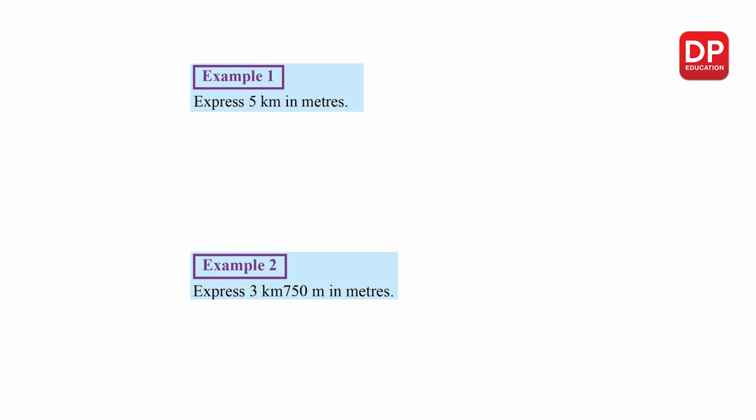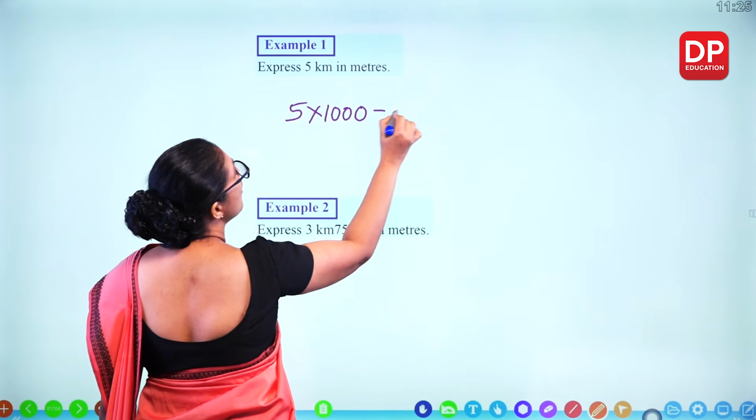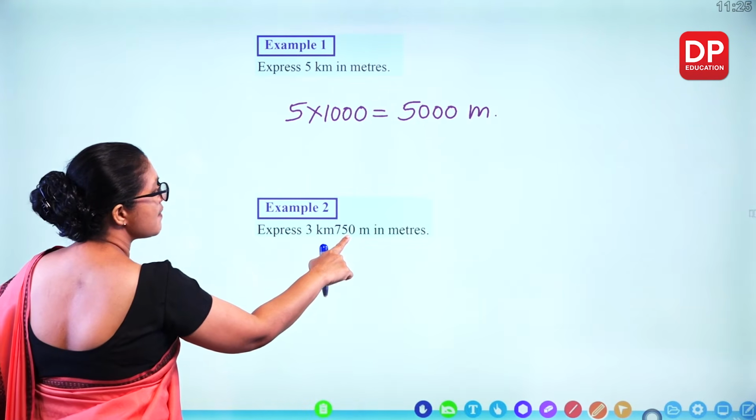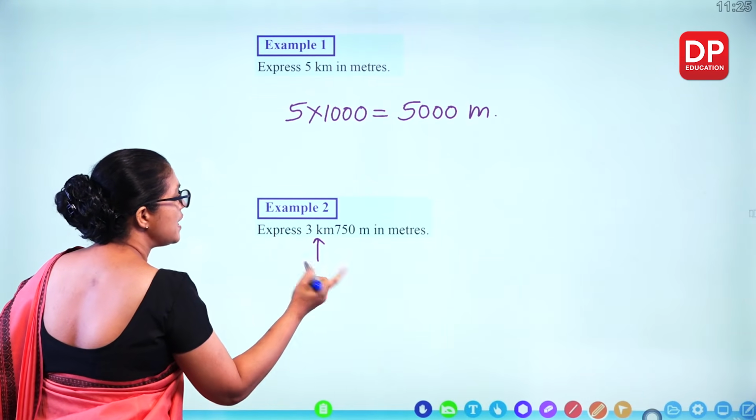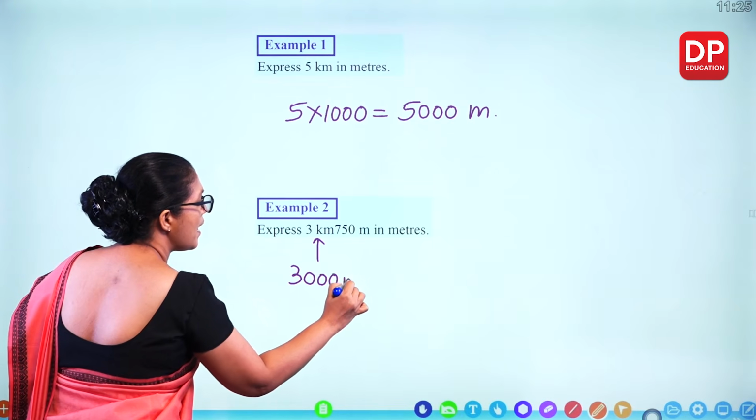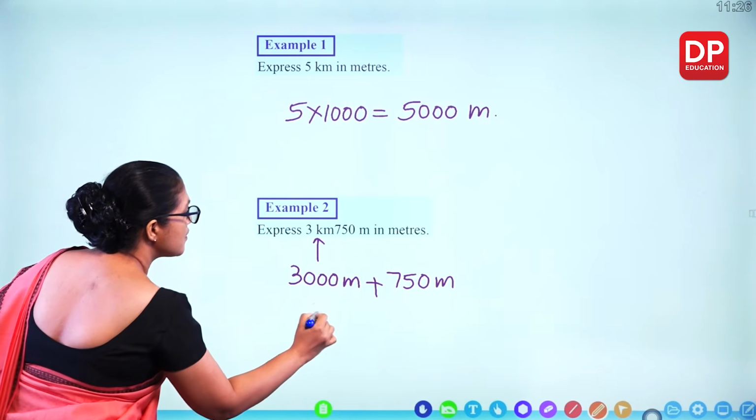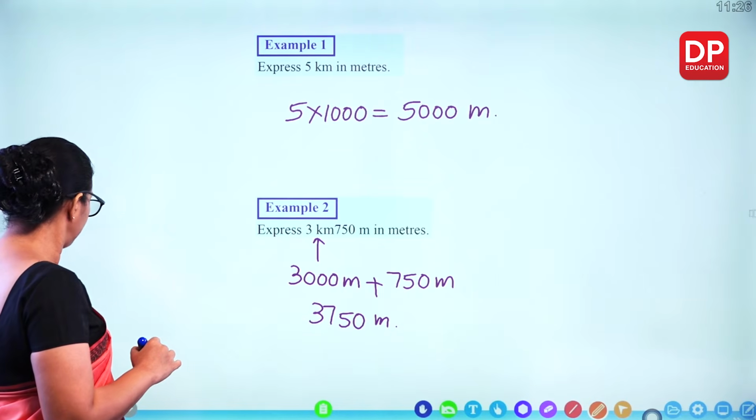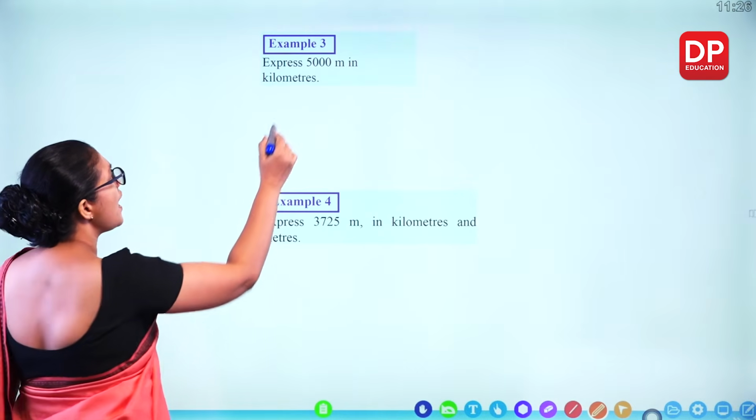Example number 1. Express 5 kilometers in meters. You multiply by 1000. 5000 meters. 3 kilometers, 750 meters in meters. So we'll convert 3 kilometers to meters. That's 3000. Multiply by 1000 and add 750. You get 3750 meters. 5000 meters in kilometers. You do the other way around. Divide by 1000.